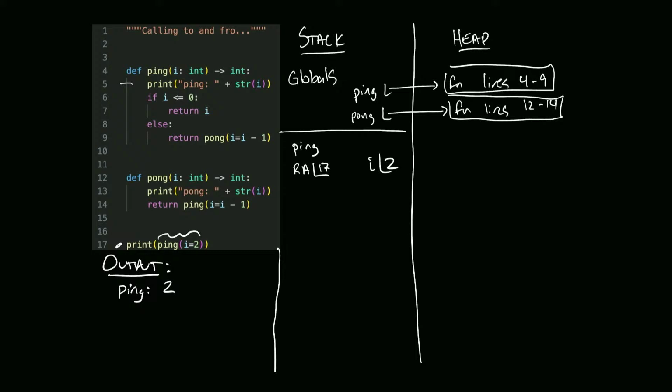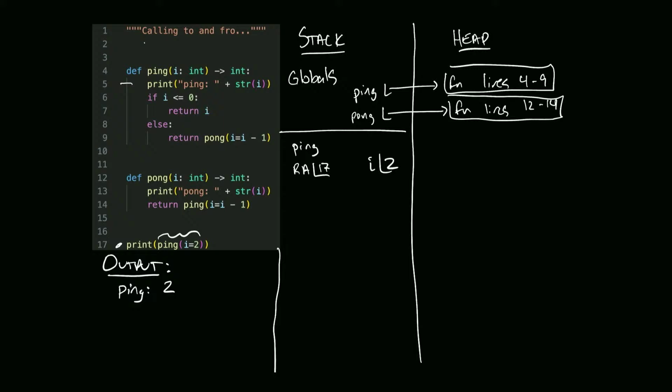Because we just talked about f-strings, and this is a great example, I'm going to pause right here just to say this print statement could have been rewritten as print f-string, ping colon, and then curly brace i, curly brace, quotation, right? And so that would have been the exact same output. But for now, we're using just the old school print statement that we had seen before.